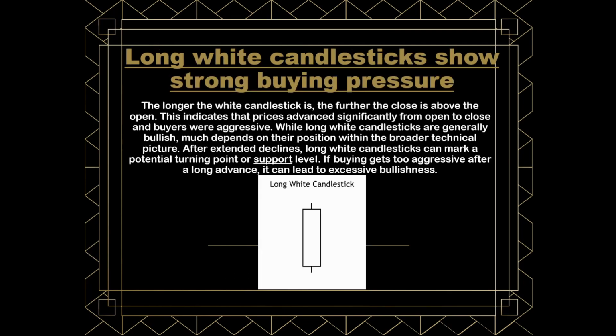Long white candlesticks show strong buying pressure. The longer the white candlestick is, the further the close is above the open. This indicates that prices advance significantly from open to close and buyers were aggressive. While long white candlesticks are generally bullish, much depends on their position within the broader technical picture. After extended declines, long white candlesticks can mark a potential turning point or support level. If buying gets too aggressive after a long advance, it can lead to excessive bullishness.